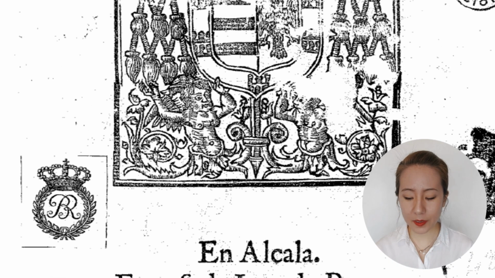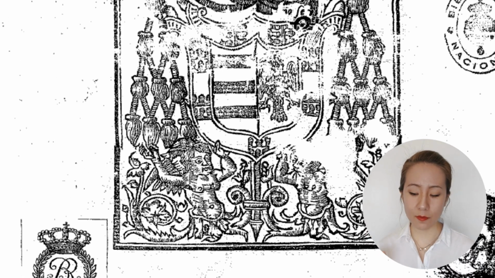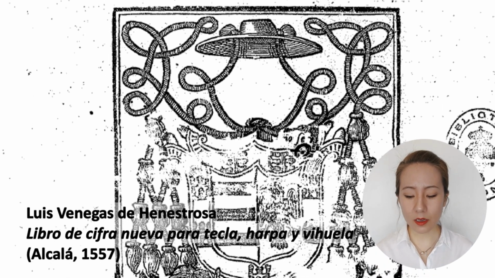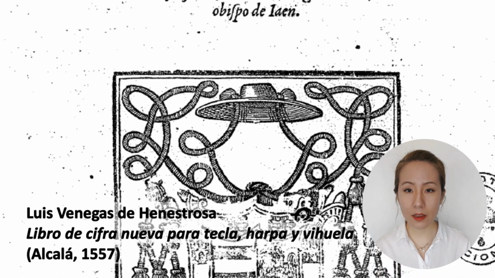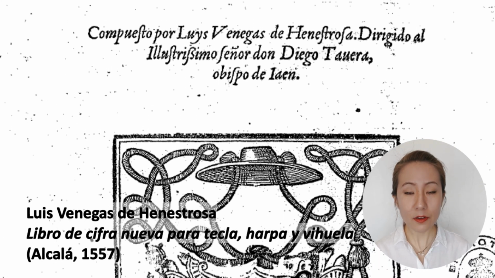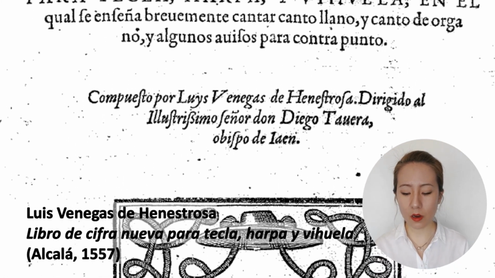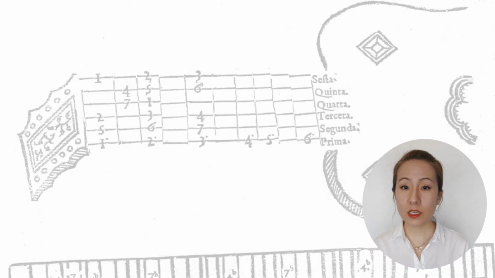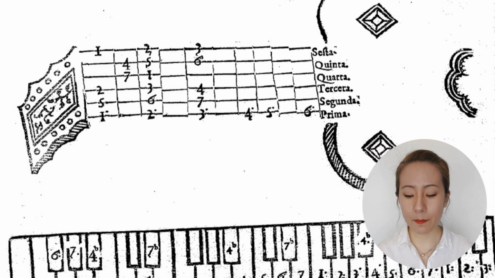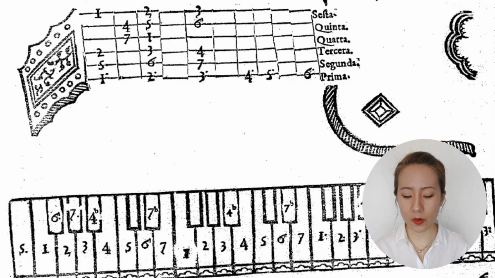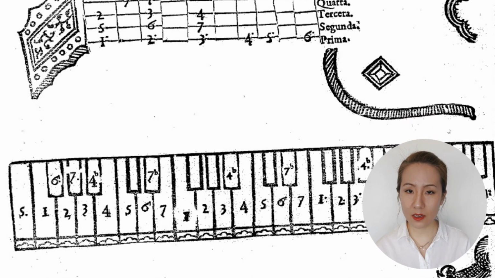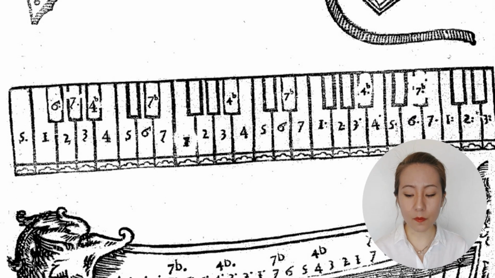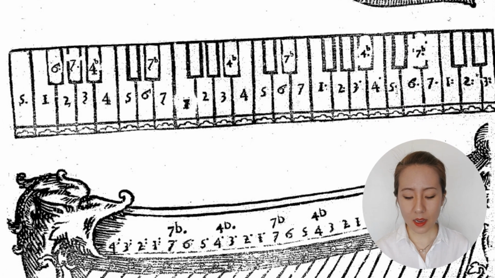So what you see on the screen now is the title page of a treatise and music publication by Venegas de Henestrosa. It's called Libro de Cifra Nueva para Tecla, Arpa y Vihuela. It literally means a new cipher book for keyboard, harp, and vihuela. Now, this was published in Alcala in 1557. What you see on the screen now is a page from its very exhaustive preface on notation, music, technique, all performance practice things in general. You can see the layout of the notes on each instrument very clearly.